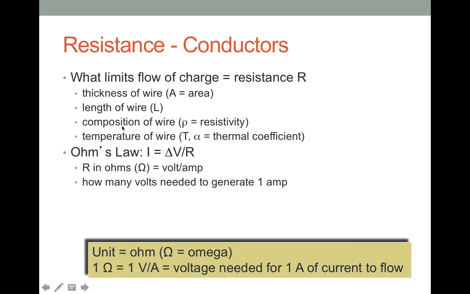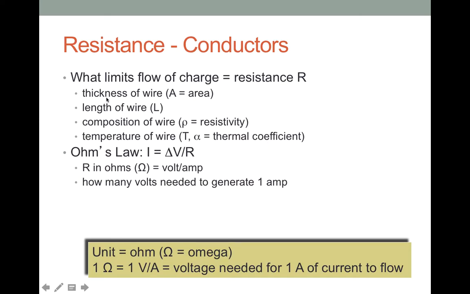The conduction will also depend on the composition of the wire, which we call the resistivity. For example, copper conducts electricity a little bit better than aluminum does. It has a slightly lower resistivity. Also, the temperature of the wire will affect the conductivity. If I have a conductor and I heat it up, the atoms will be jostling around a lot, and as they jostle around a lot, it will be harder for the electrons, in effect, to make their way through this jostling of atoms, and that will reduce the conductivity or increase the resistance. And that is determined by this symbol alpha, which is the thermal coefficient.